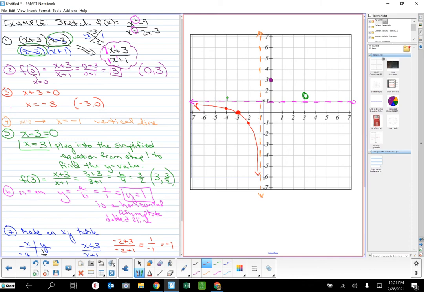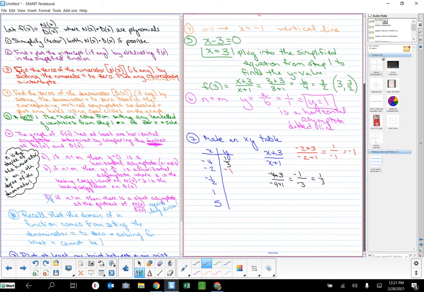Let's see what happens on the right-hand side. Back down to my table. I'll do the whole numbers first because they're just simpler. So I'll do the 5. 5 plus 3 over 5 plus 1 is 8 over 6, which is 4 over 3. So 4/3. Then I'll put a 1 in. 1 plus 3 over 1 plus 1 is 4 over 2, which is 2. Okay, so let's go put those in. 1 comma 2 and 5 comma 4/3. That's 1 and 1/3, by the way, right?